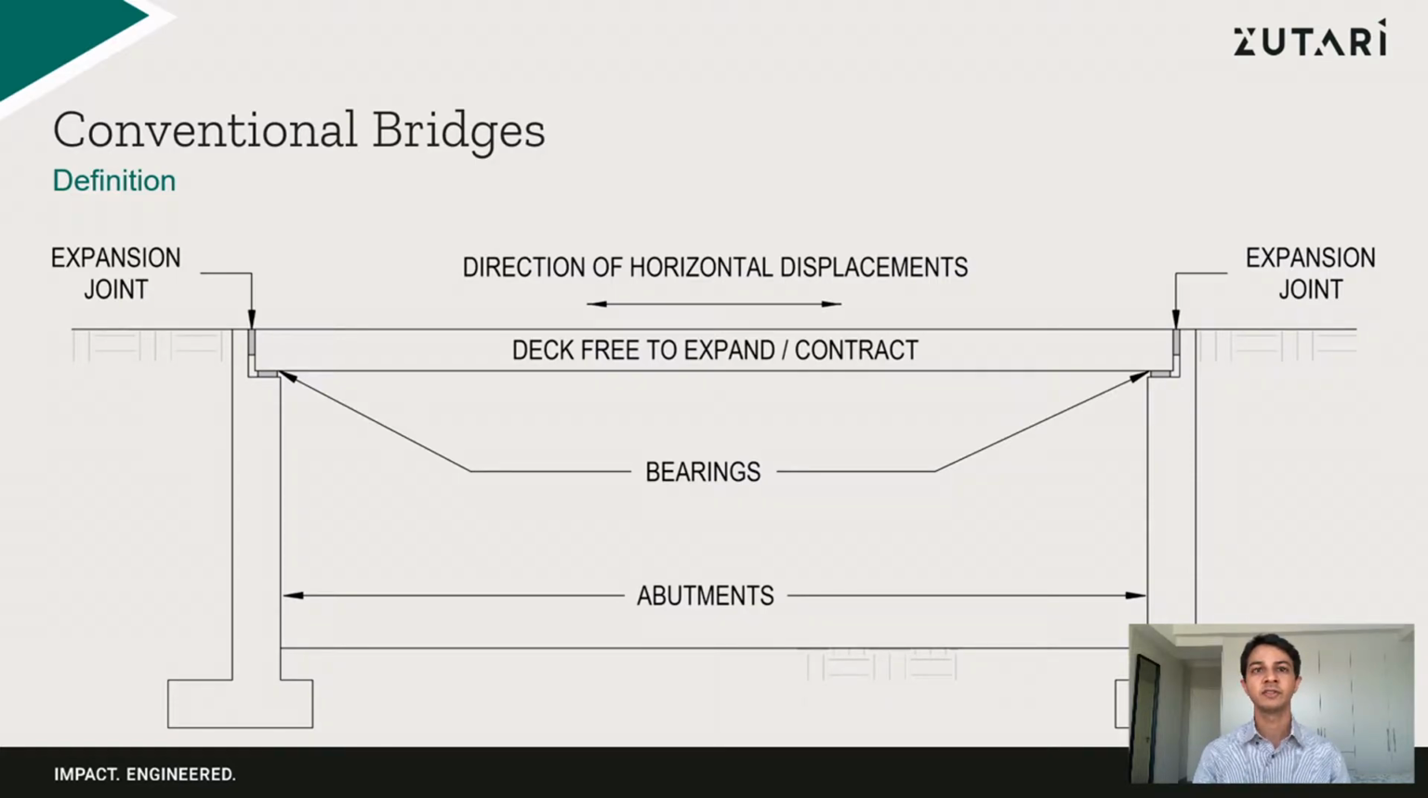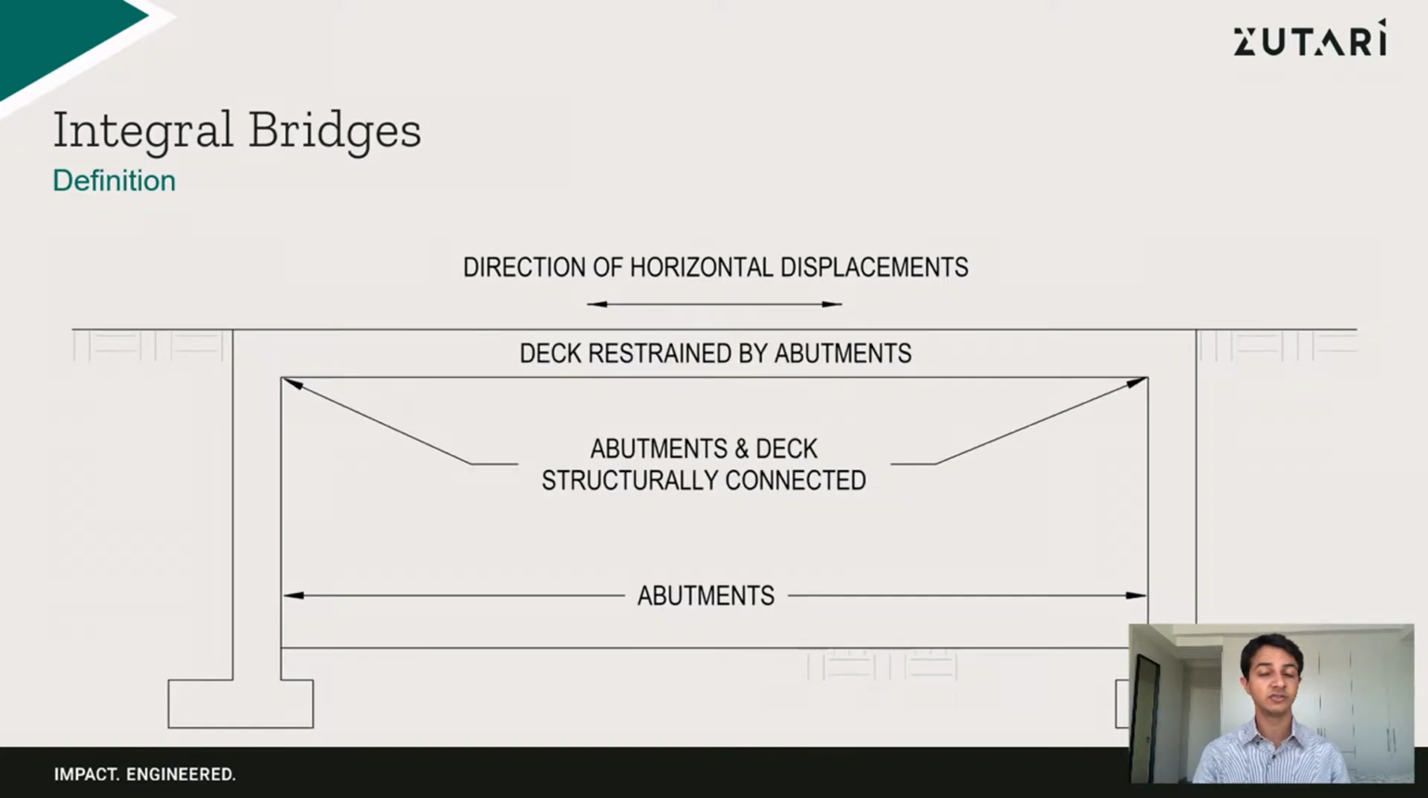However, these joints and bearings require regular inspections and maintenance, as they have relatively short lifespans when compared to the structure itself. Integral bridges, on the other hand, are designed without these joints or bearings. This means that the bridge can be viewed as a single structural unit, as the deck and abutments are structurally connected. This means that the deck is restrained by the abutment for horizontal movement.